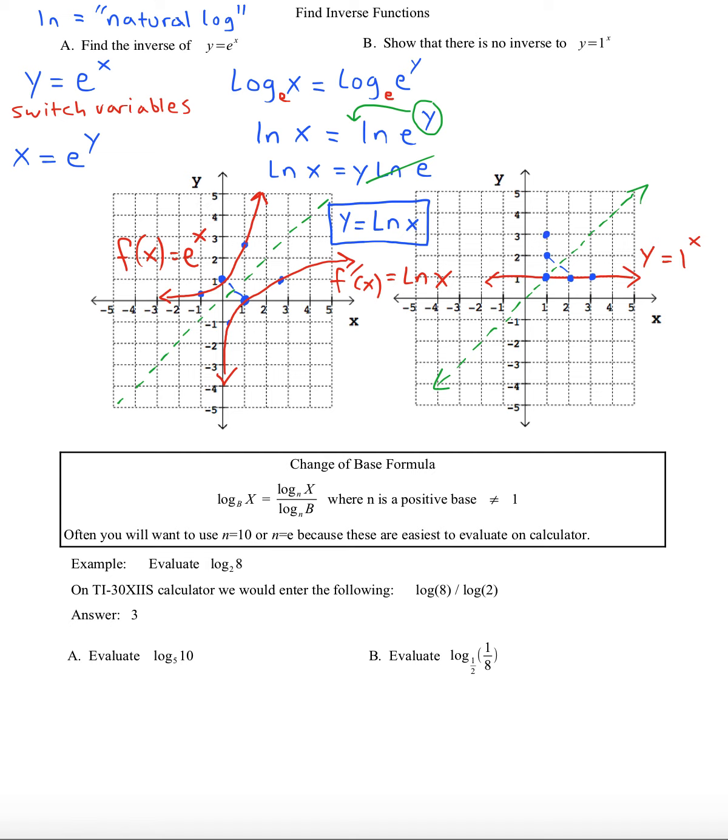But you can see what's going to happen here, right? The reflection makes a vertical line. But that is not a function.